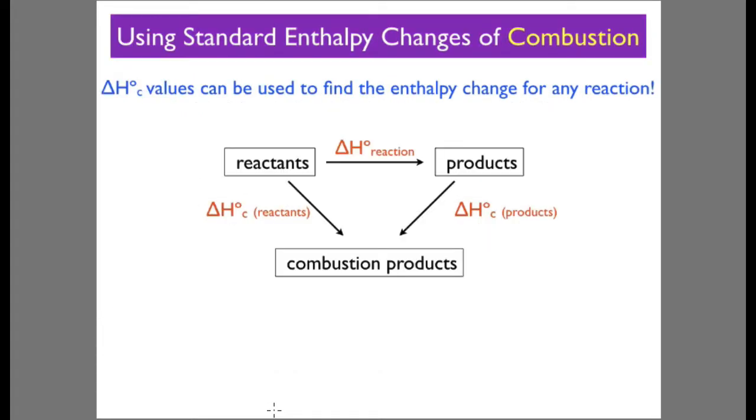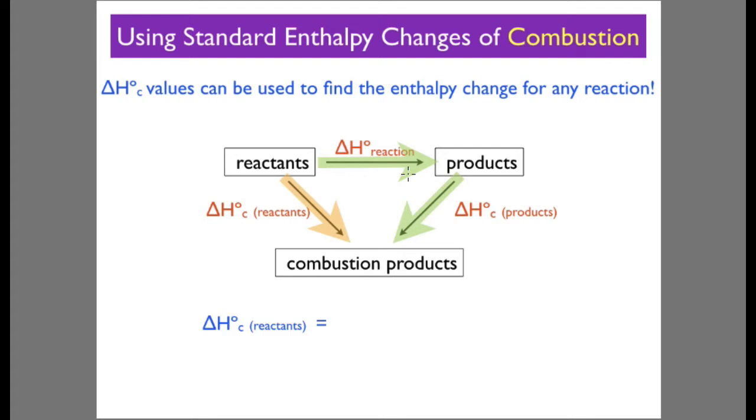The standard enthalpy change of combustion values can be used to find enthalpy change for any reaction, and we can use one of these cycles again. The reactants can be completely combusted to give combustion products, and that would be the standard enthalpy change of combustion of reactants. And the products could be totally combusted, the standard enthalpy change of combustion for products, to give these combustion products, which are carbon dioxide and water. The reactants going to products is obviously the enthalpy change of reaction. So the enthalpy change of reaction, then the enthalpy change of products being combusted, is an indirect route, which gives us the same thing as going from the reactants directly to the combustion products of these reactants.